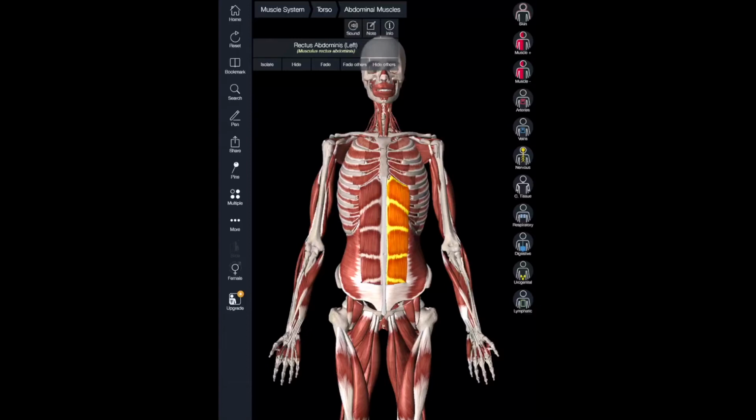Okay, video 17, abdominal muscles. So there are 4 muscles in this group that we call the abdominals. And rectus abdominis is one. This is the one we're looking at here.